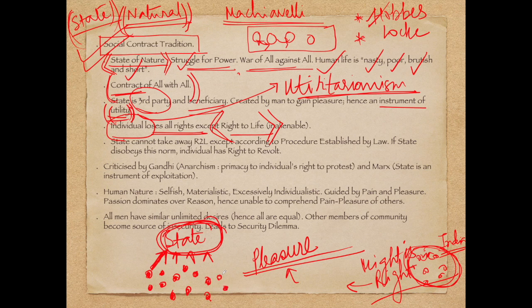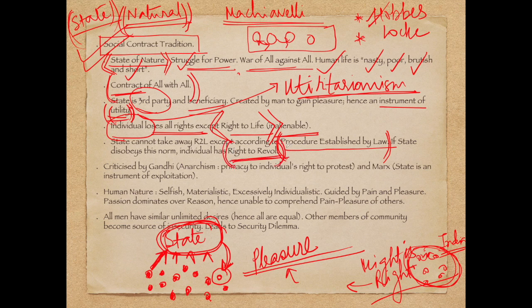So to avoid this problem, the solution is that everybody gives up all the rights except the right to life, which is inalienable. So that means you have to live. Your right to life is inalienable and it cannot be taken away from you except by procedure established by law. So even if the state wants someone to die, it has to be by the procedure established by law. The state cannot say, okay, I don't like your face, I sentence you to death. No, that cannot be done. If such arbitrary action is taken by the state, then the individual has the right to revolt.